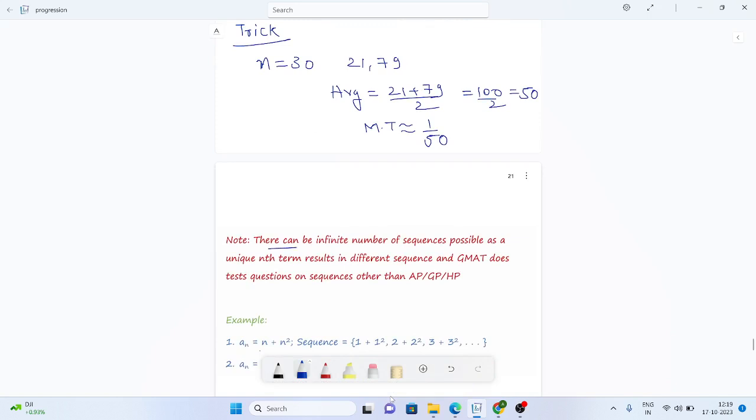There can be an infinite number of possible sequences, as a unique nth term results in a different sequence, and the GMAT does test questions on sequences other than AP, GP and HP. A sequence apart from AP, GP or HP is called a miscellaneous sequence. I just take the nth term as anything, put the numbers in, and I get a new sequence every time.